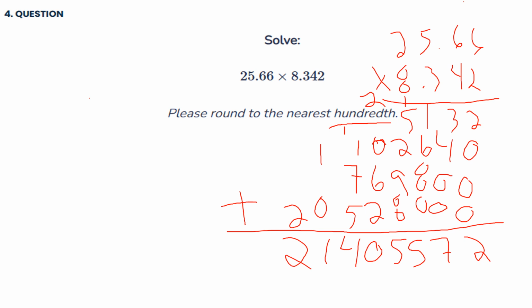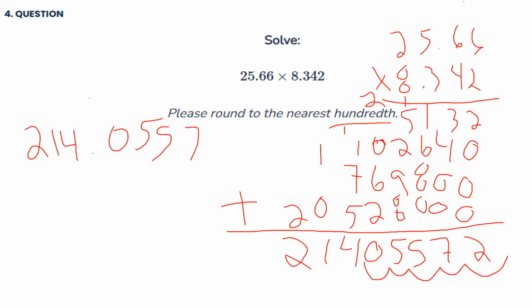So once we know how many numbers are behind the decimal, we put our decimal point here, and we go 5: 1, 2, 3, 4, 5. And we're going to place our decimal point there. So that gives us 214.05572. But remember, we have to round to the nearest hundredth place.